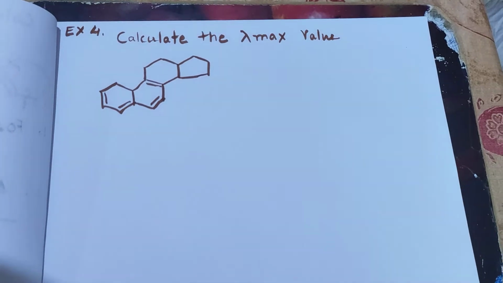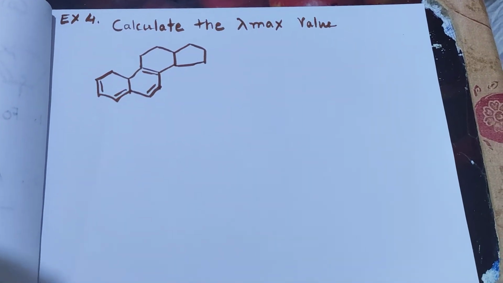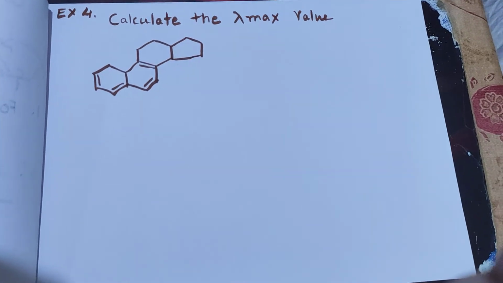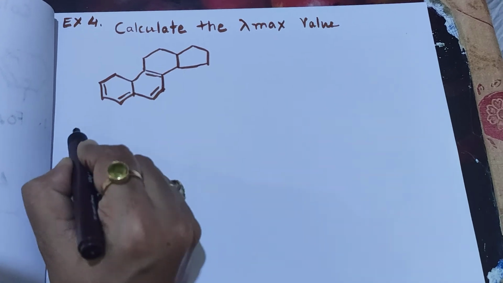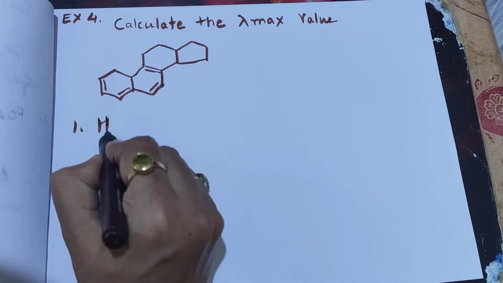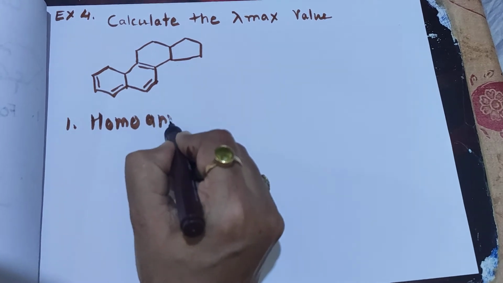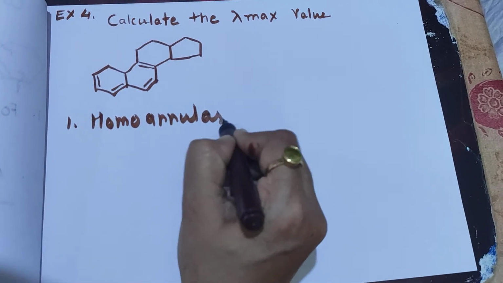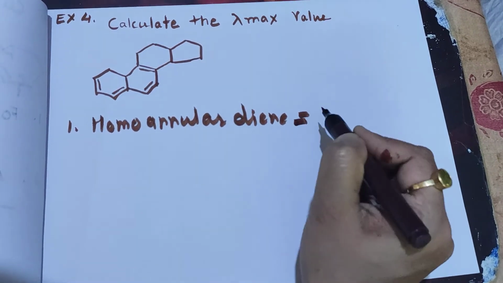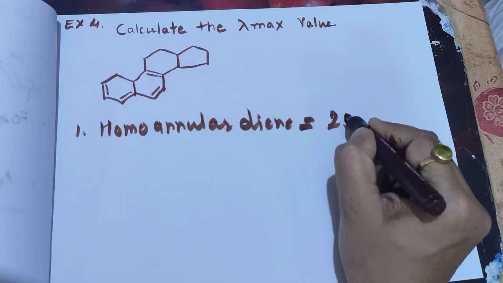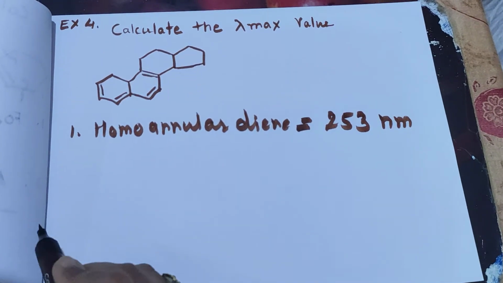If we observe this structure, both the systems are homoannular diene systems. We can take any one of them. So the basic unit is the homoannular diene, and the value of homoannular diene is 253 nanometer.